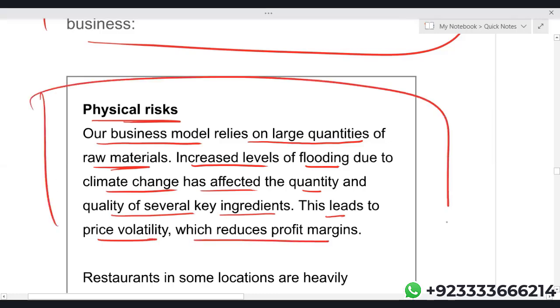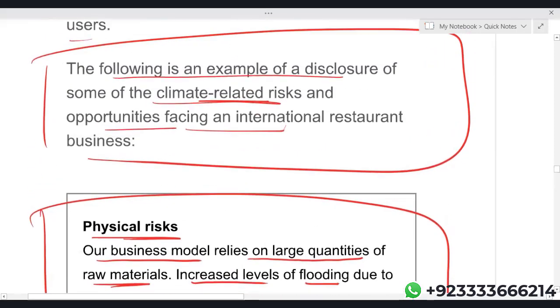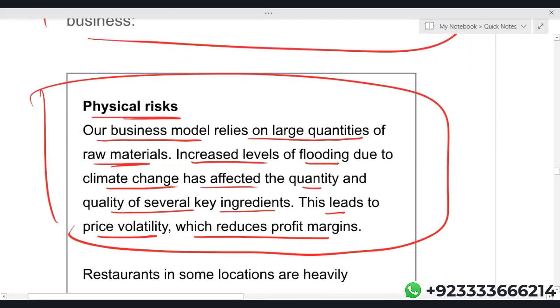Look at this. There is a disclosure on physical risk. Our business model relies on large quantities of raw materials. Increased levels of flooding due to climate change has affected the quantity and quality of several key ingredients. This leads to price volatility, which reduces profit margin. So you can see one thing why the profitability of this business has reduced: physical risk.